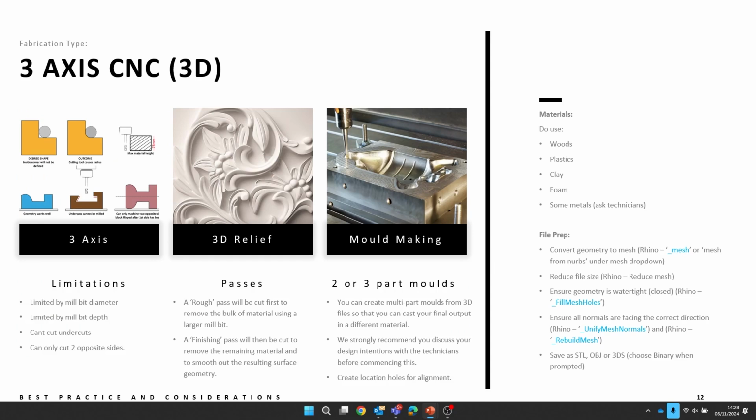You can't do the undercuts, like I said, you'd have to flip the model upside down, or maybe multiple orientations. And you can only cut 2 opposite sides. So you can't cut from the top and the bottom and then flip it on the side, because then it would break what it's tied to. You need a frame around it.